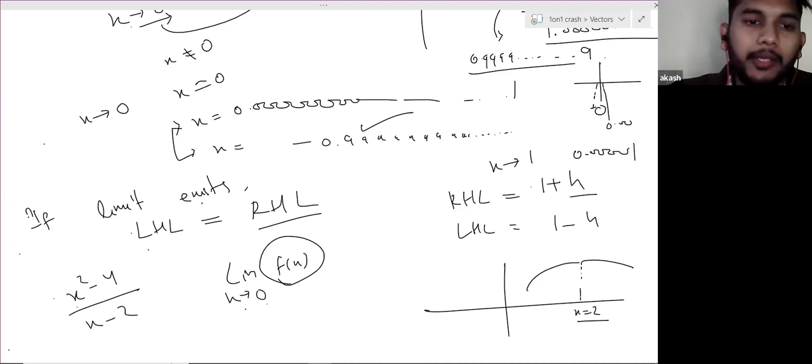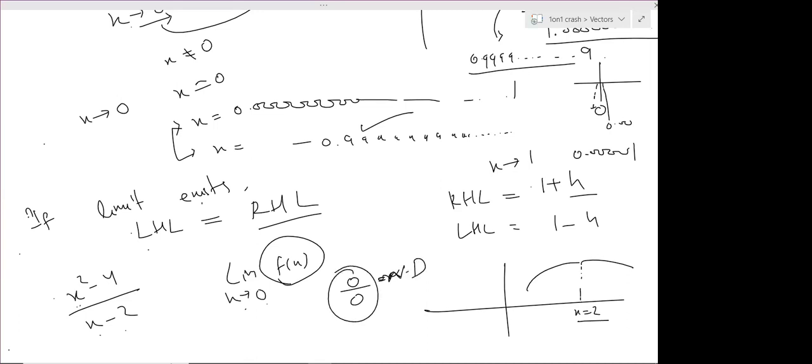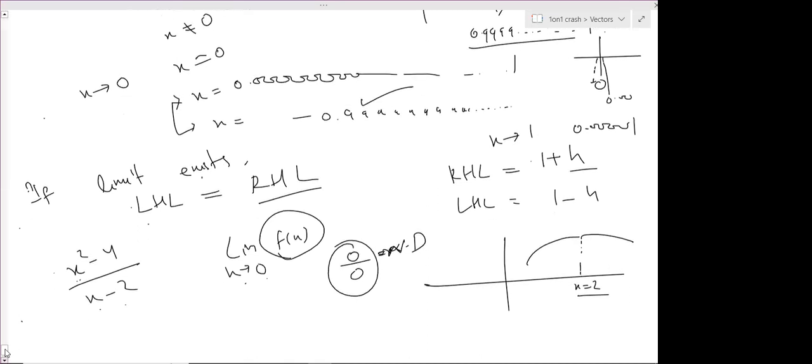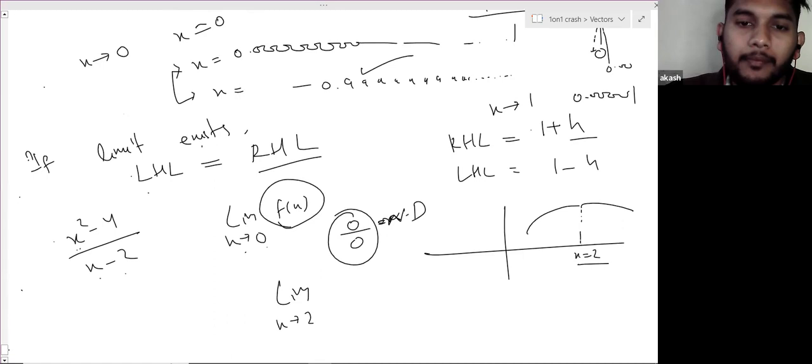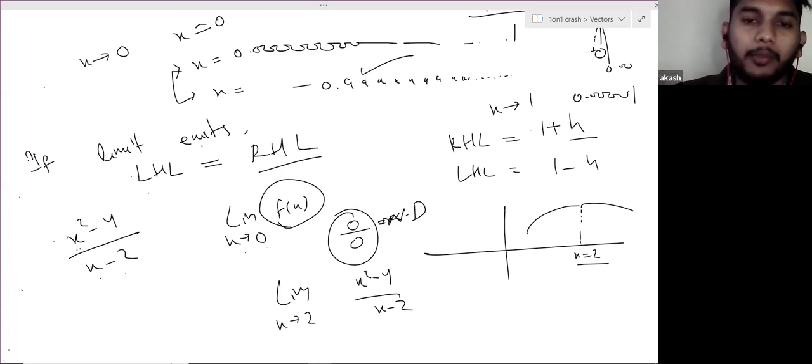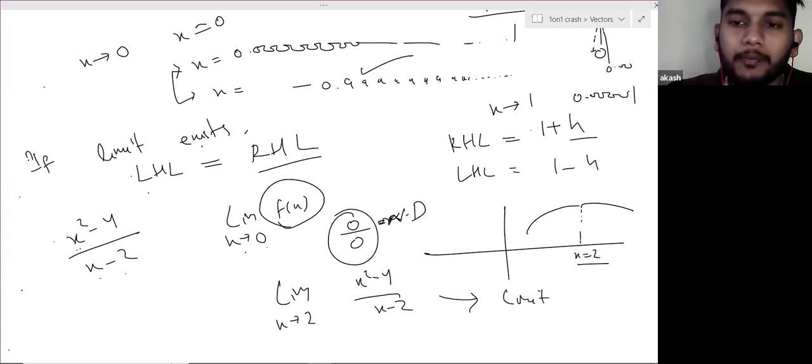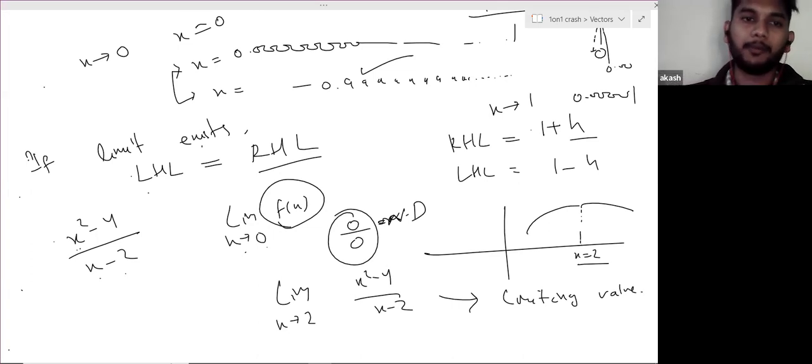If you put x equals 2 here, this is 4 minus 4 is 0, upon 2 minus 2 is 0. So we know 0 upon 0 is not defined. We don't know what this value is. So then we try to use limits. Where a function does not exist, can we try to estimate what would be the value of the limit there? This is called the limiting value. We are not trying to find the exact value, but the limiting value.